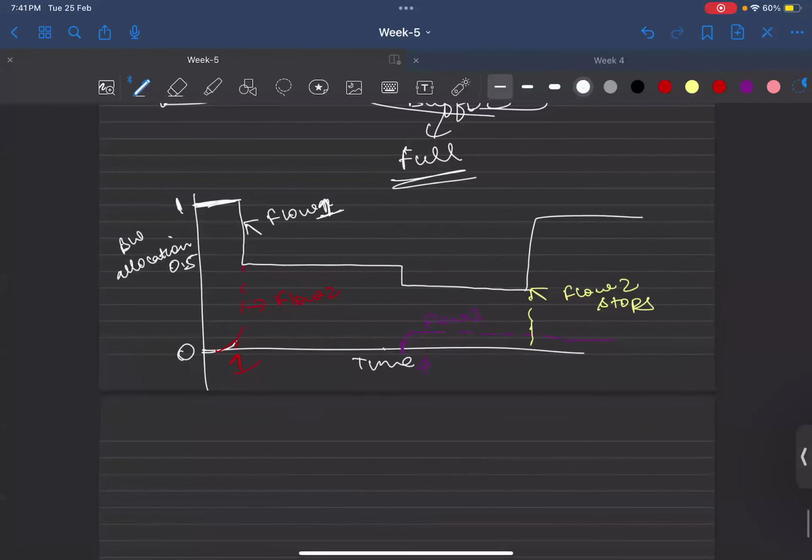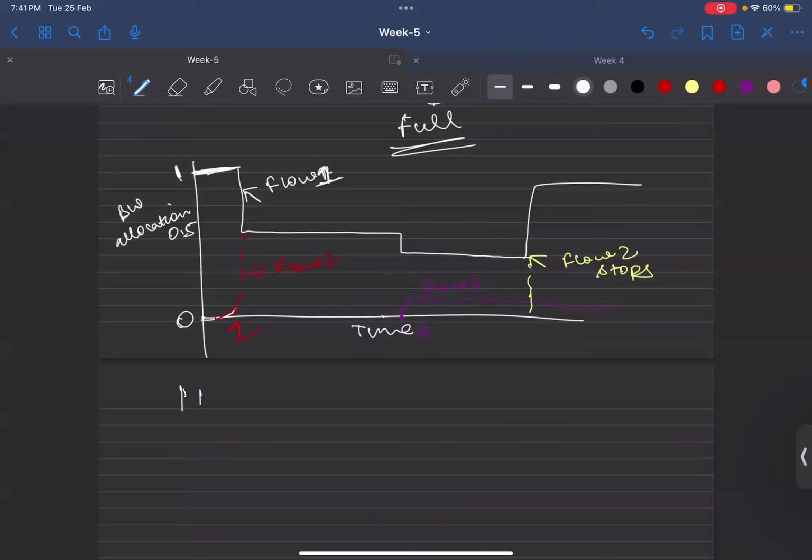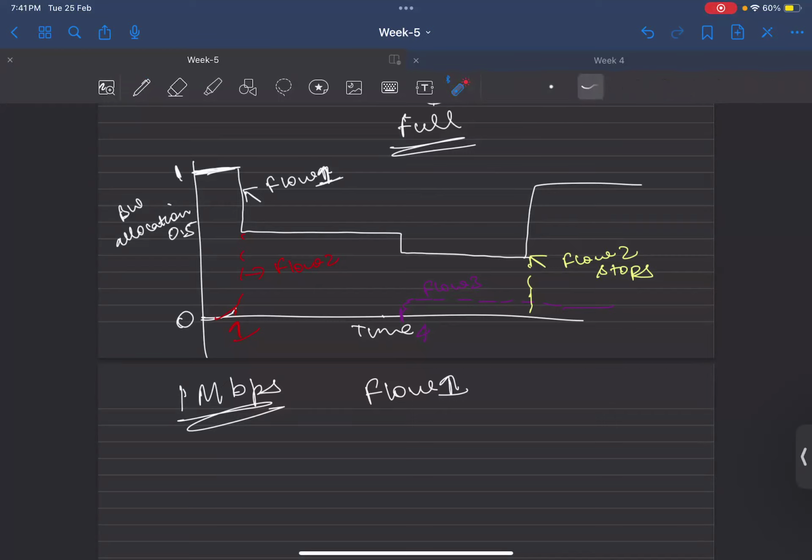Let's explain correctly. Earlier, what this diagram is saying, I was having 1 Mbps of bandwidth which has to be allocated. I was having only one flow, flow 1. So that is why the whole bandwidth was allocated to flow 1. Now flow 2 came into the picture. Now I divided it into 2 halves. That is, I gave 0.5 to flow 1 and 0.5 to flow 2.